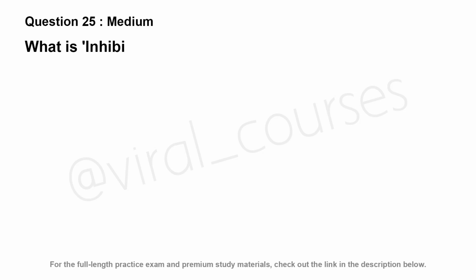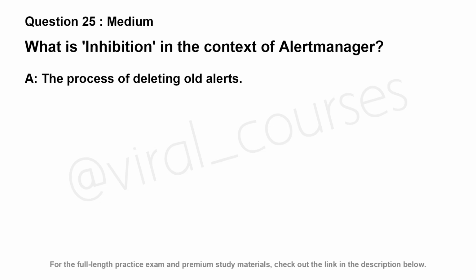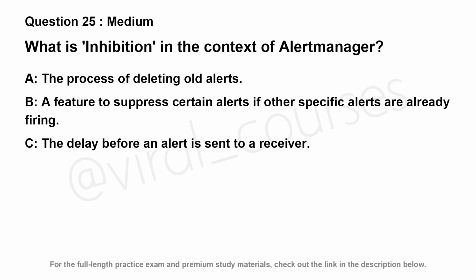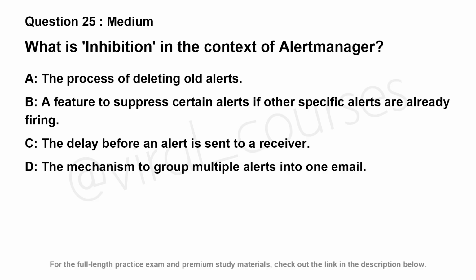What is inhibition in the context of Alertmanager? Option A. The process of deleting old alerts. Option B. A feature to suppress certain alerts if other specific alerts are already firing. Option C. The delay before an alert is sent to a receiver. Option D. The mechanism to group multiple alerts into one email.